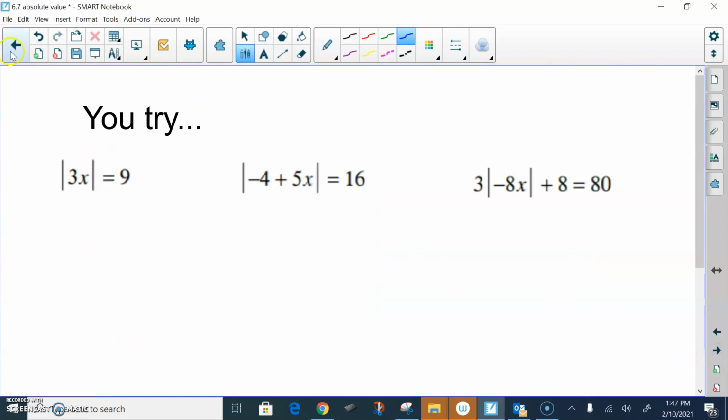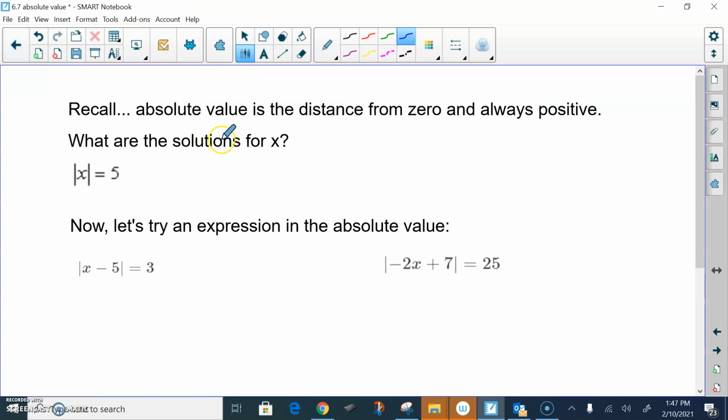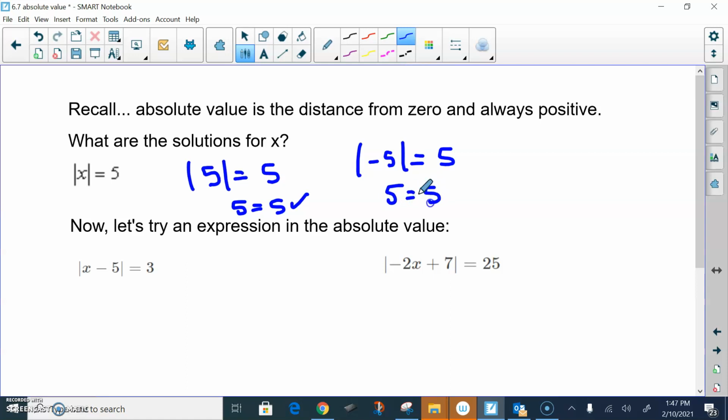So just as a reminder, the absolute value of a number means the distance it is from 0, and therefore it's always positive. So if we're saying the absolute value of some number is 5, we know that the absolute value of 5 equals 5. But remember that the absolute value of negative 5 also equals 5. So we have two answers for this. X could be negative 5 or it could be positive 5. So when we solve these, we're going to do it twice. We're going to do it once with a positive answer, once with a negative answer.